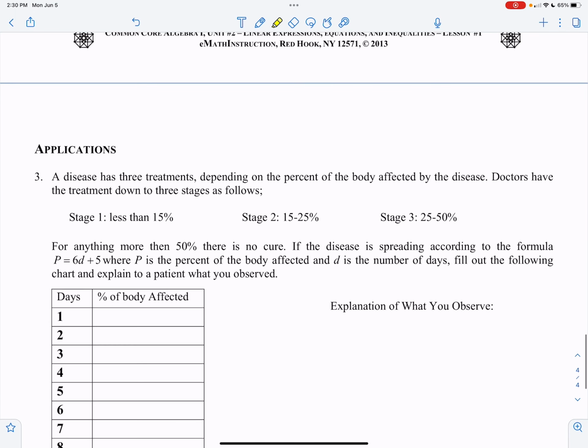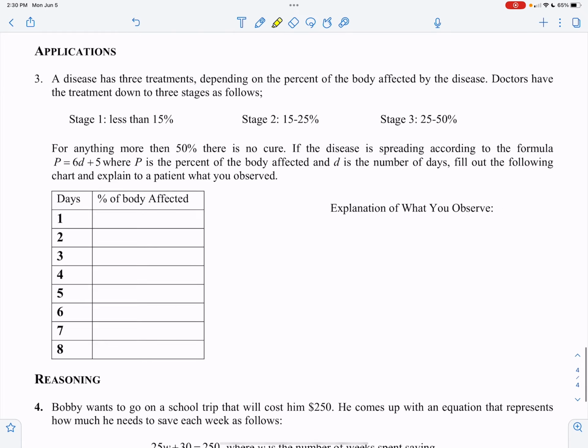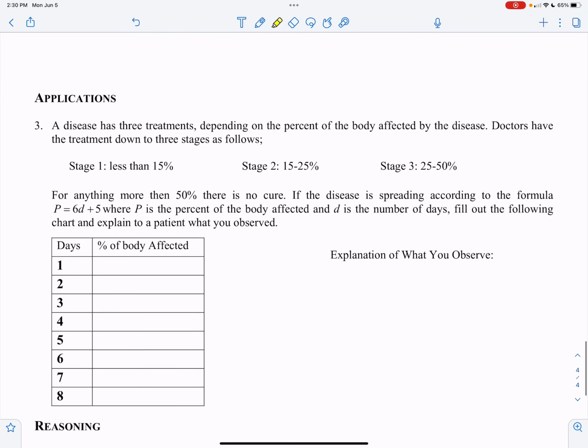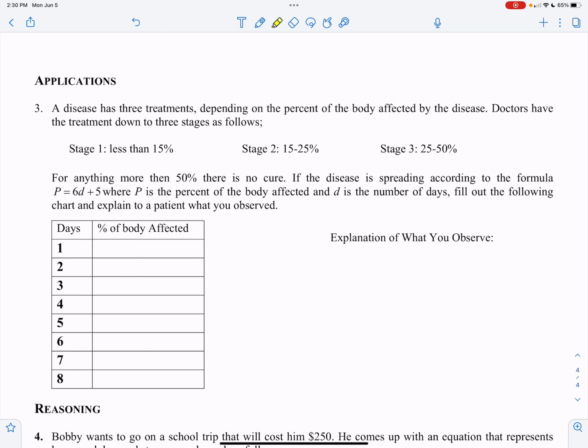Okay, part 3 and 4 are applications and reasoning. So part 3 application, if you read along with me, it says a disease has 3 treatments depending on the percent of the body affected by a disease. Doctors have the treatment down to the following 3 stages.